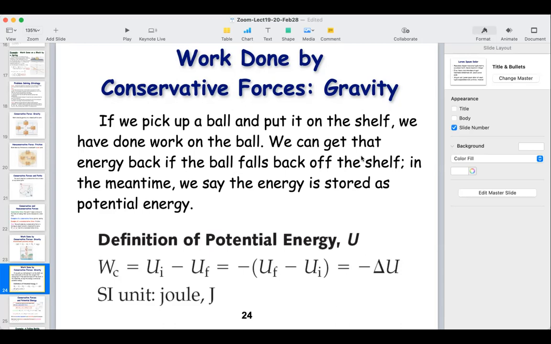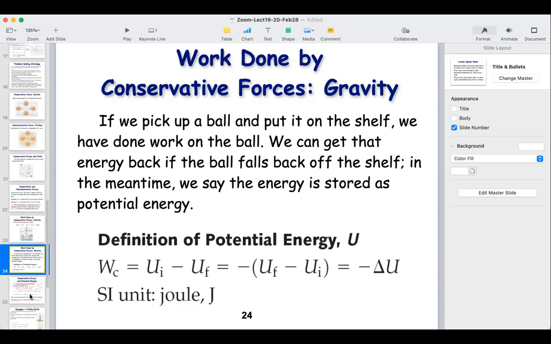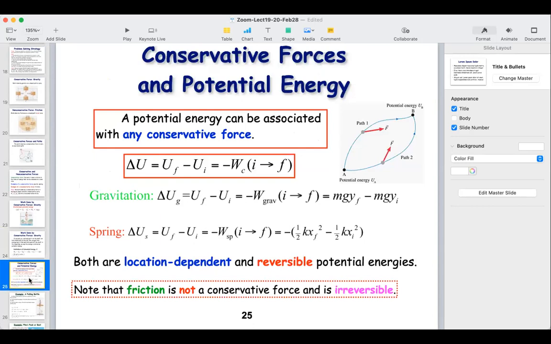So if we pick up a ball and put it on a shelf, we have done work on the ball, because to put it on the shelf, we do work, and we can get that energy back if the ball falls off the shelf. In the meantime, we say that the energy is stored as potential energy. So as you see, there is a conservation of energy. The potential energy can be associated with any conservative force.